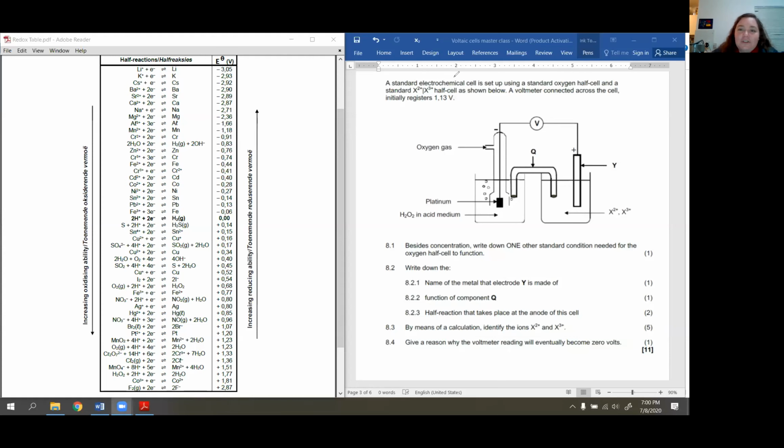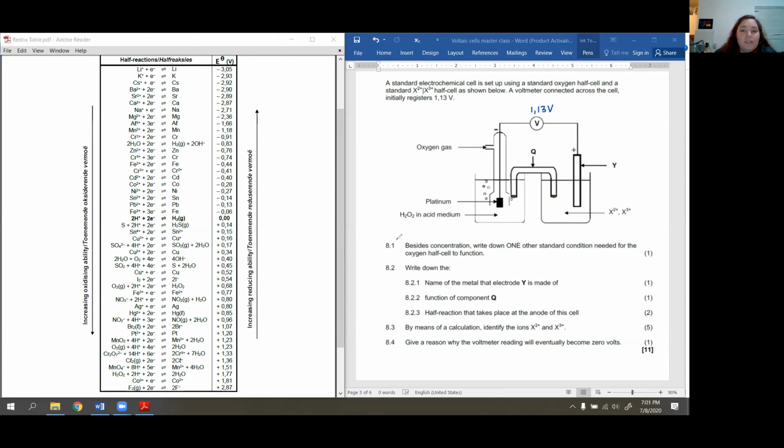And it says a standard electrochemical cell is set up using a standard oxygen half cell. Now, oxygen usually is a tricky one because it isn't on this table. However, we've got oxygen and it's in peroxide in an acidic medium. Now, I'm not going to give the game away. Part of the joy of this is having to make you find the right equation from the table. So I'm not going to tell you ahead of time what it is. So it says it's set up using a standard oxygen half cell and a standard X2 plus X3 plus half cell as shown below. The voltmeter connected across the cell initially reads 1,13 volts.